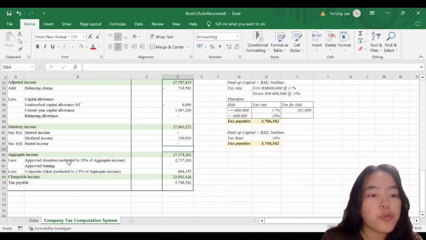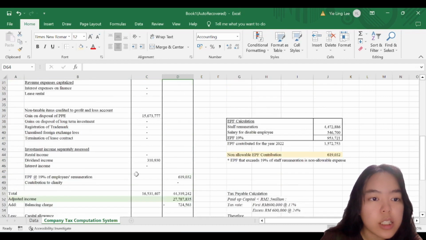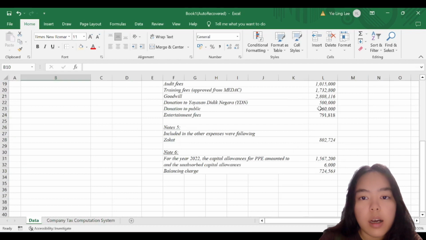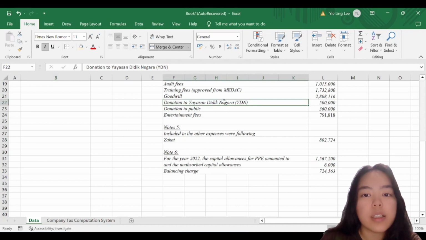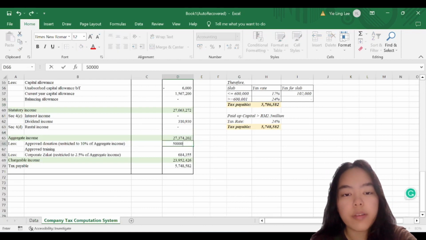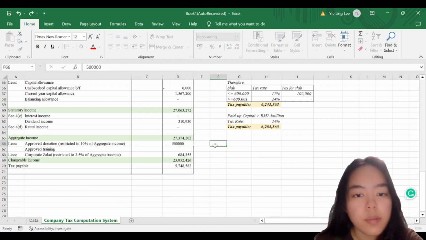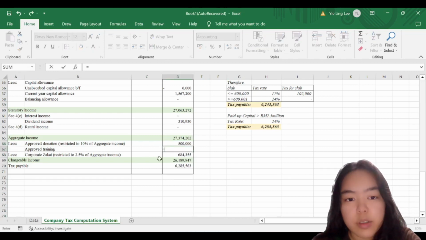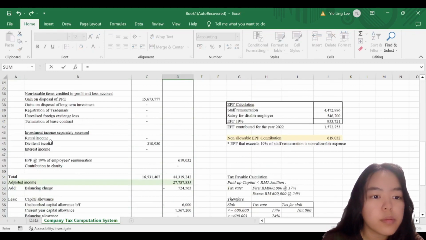Then we have to deduct the approved donation. The approved donation is restricted to 10% of the aggregate income. However, since our donation is actually 860,000 and 500 is approved, you can see the donation to Yayasan Di Negara. So only this is approved and this is not approved. And it's less than the 10% of aggregate income. So I just put in 500,000. Yeah. Okay, right here. And as for approved training, I just put in the approved training amount.